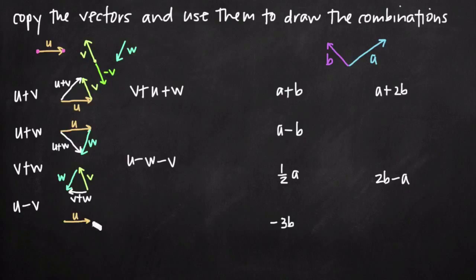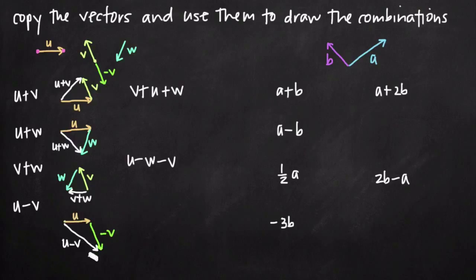So putting in negative v, attaching that, negative v is going to look about like this. We'll say negative v. So what that tells us is that u minus v is this vector here from our very starting point to our very ending point.